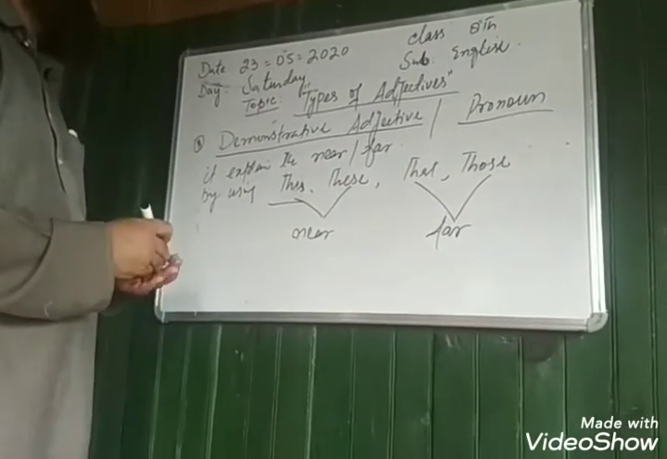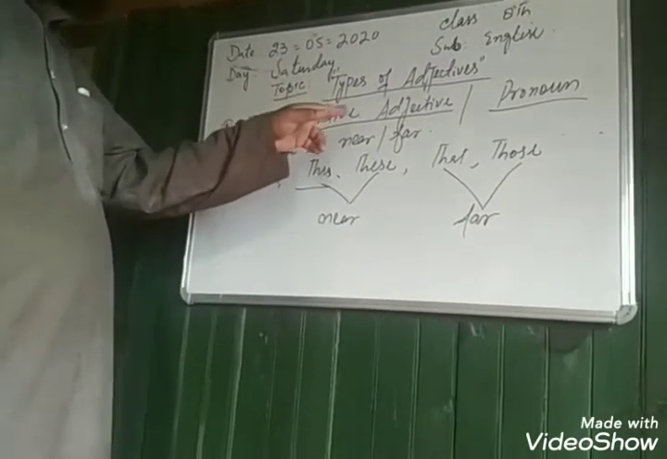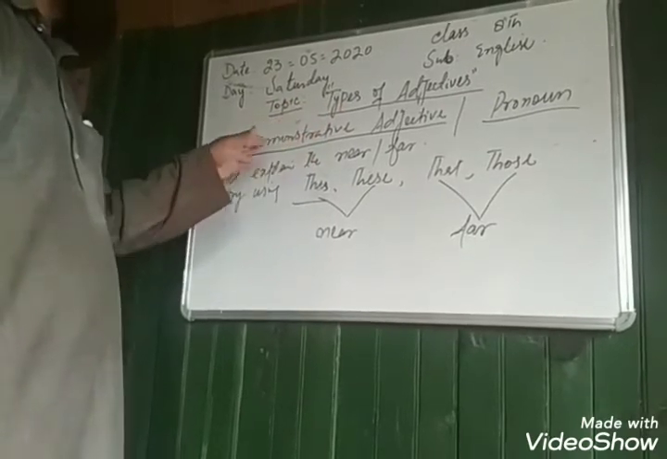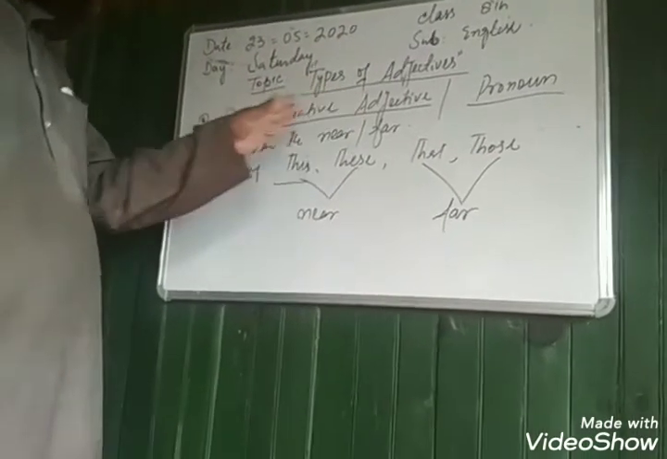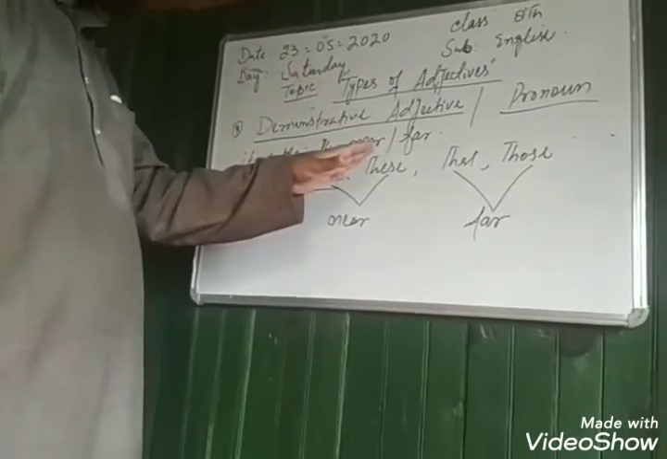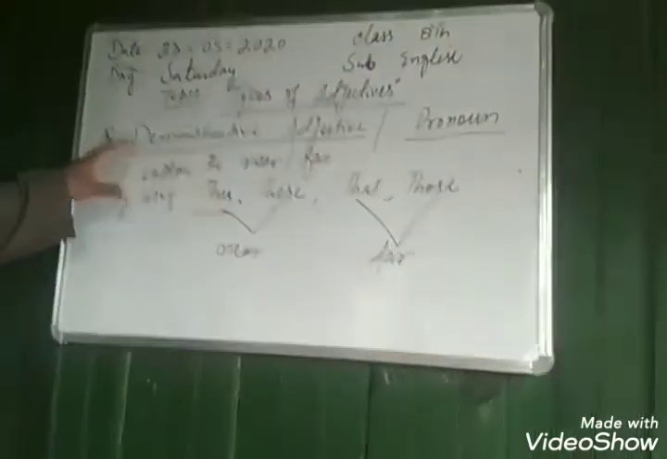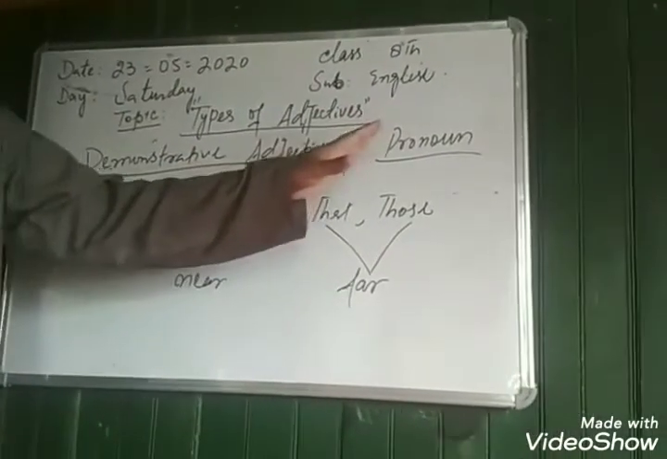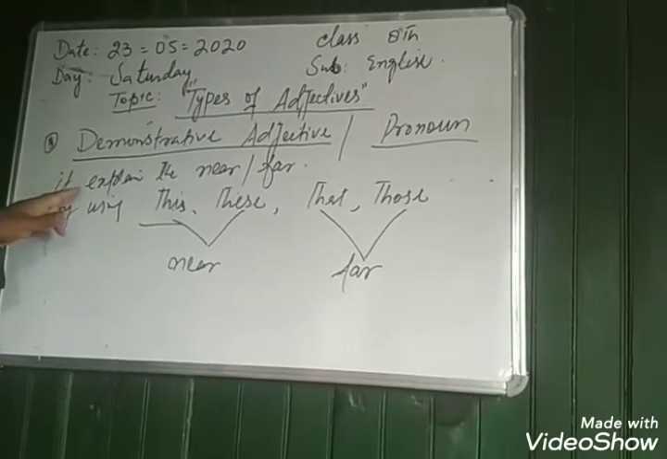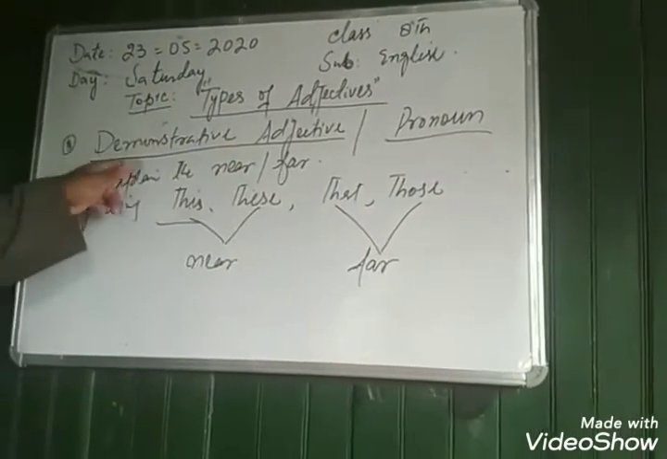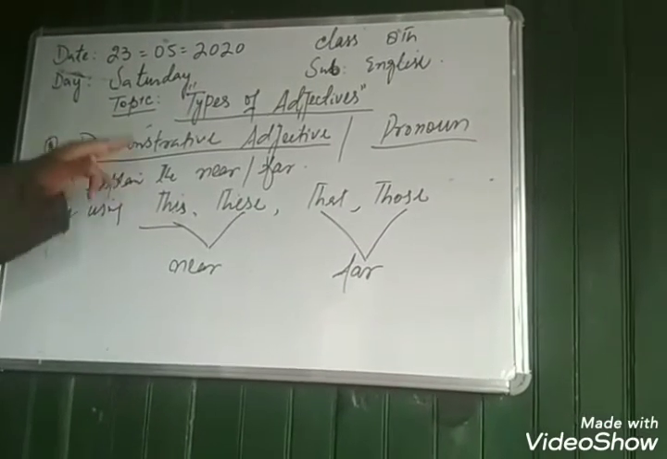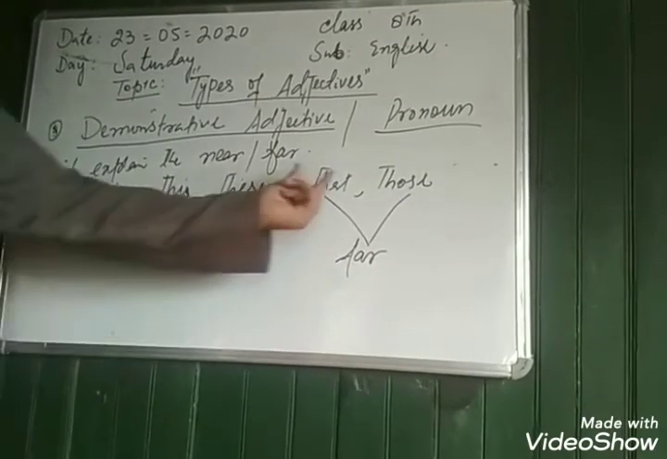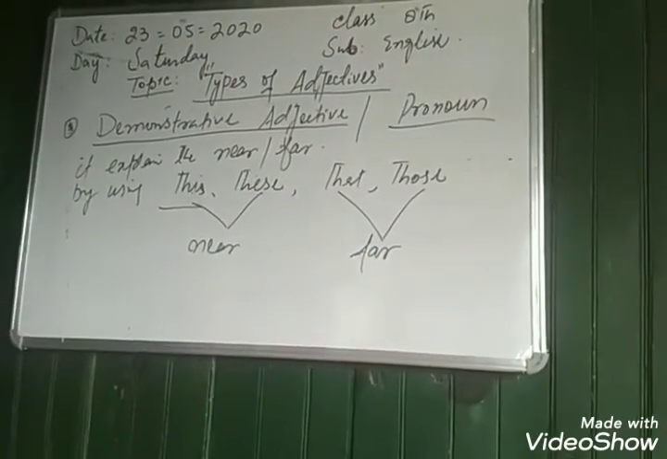So dear students, today I have told you about quality, which was in my last lecture, and now the quantity adjective, number adjective, and demonstrative adjective. Inshallah, next lecture I will tell you the difference between demonstrative adjective and demonstrative pronoun. Understand that the demonstrative adjective explains near and far by using this, these, that, those. These two are for near, and those two are for far. That is all for today.